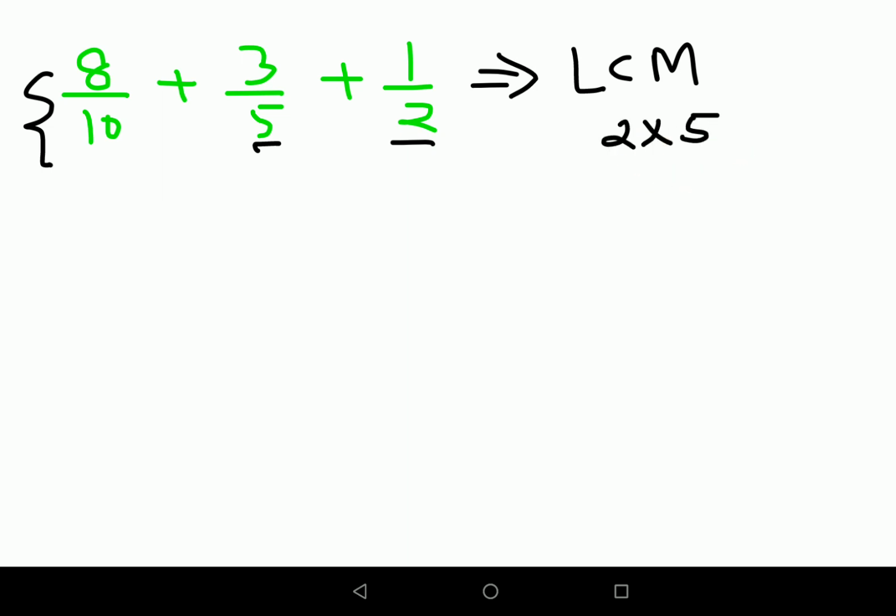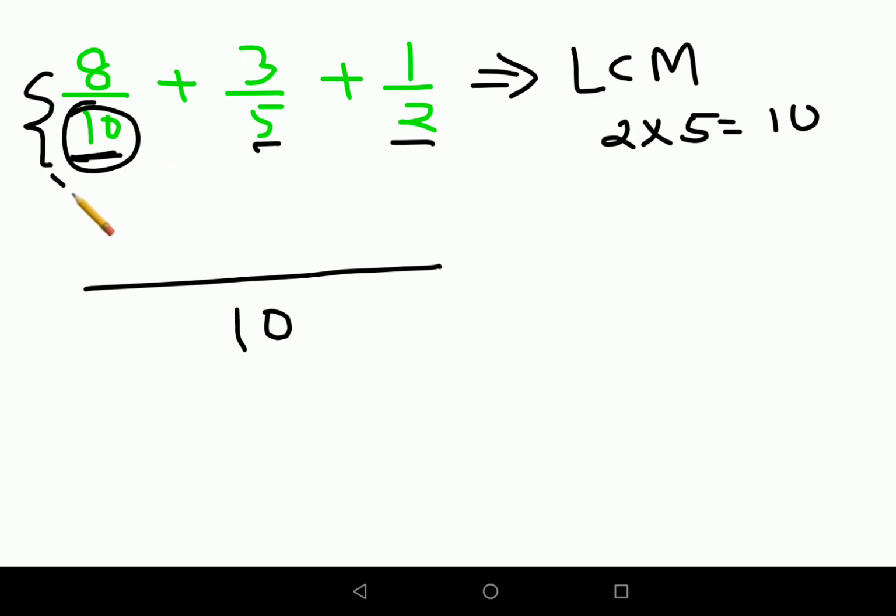2 into 5, you get 10. And fortunately, the next fraction also has the denominator of 10. So here your LCM became 10. Now see, what you have to multiply to 10 to get a 10. Here you just multiply by 1. So here also you will multiply by 1. So you will get 8 into 1 gets you 8.